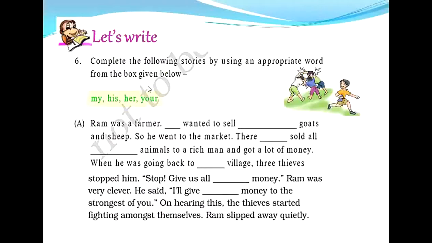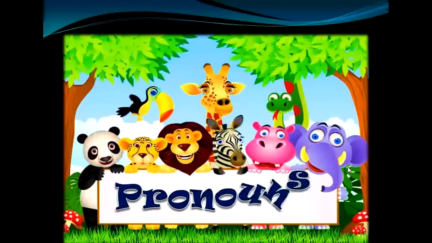The first textual exercise included in Let's Write that we are going to discuss today is: complete the following stories by using an appropriate word from the box given below. So here is a story given for you to complete. You need to complete this story by using the words that are given here in this box. These small words included in this box are pronouns. So before we do this exercise, let's quickly revise what pronouns are.